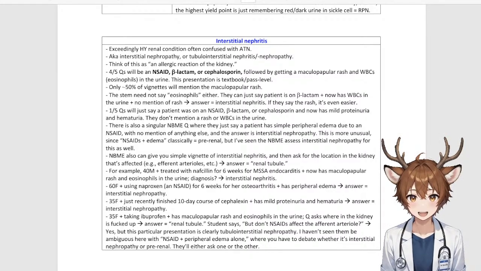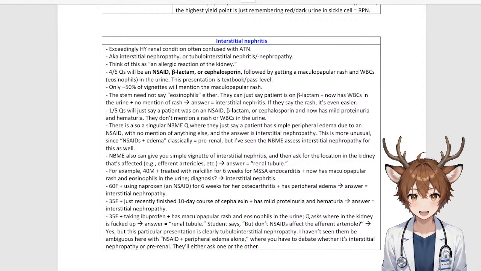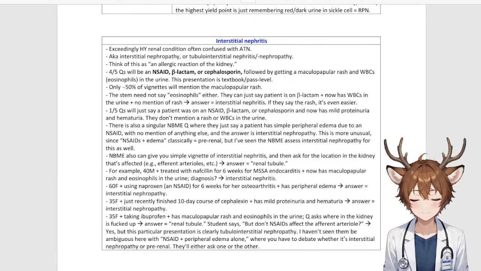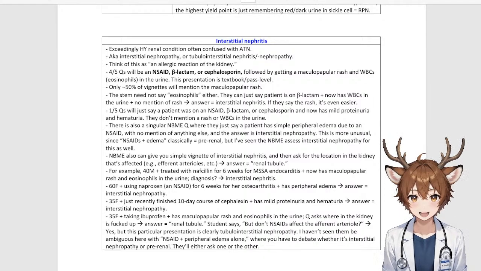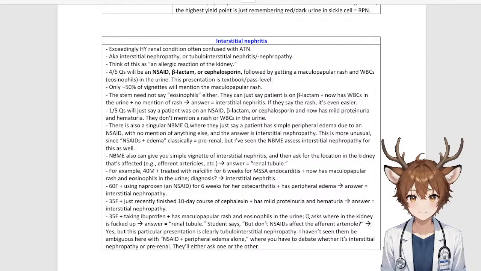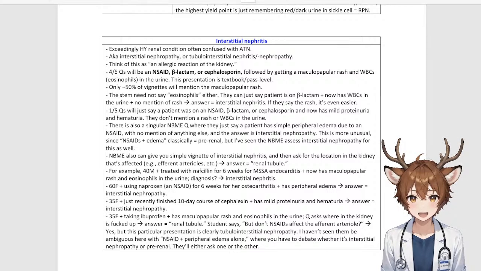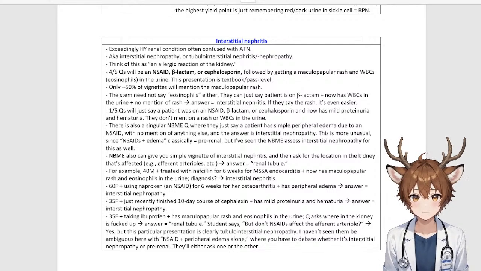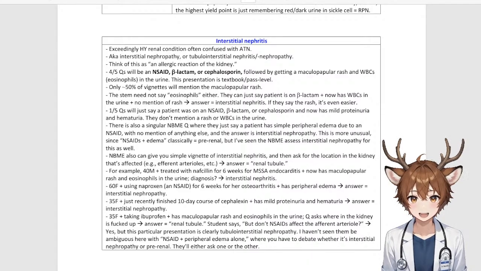A 60-year-old female using naproxen, an NSAID, for 6 weeks for her osteoarthritis has peripheral edema. The answer should be interstitial nephropathy. A 35-year-old female has recently finished a 10-day course of cephalexin, has mild proteinuria and hematuria. The answer should be interstitial nephropathy. A 35-year-old taking ibuprofen has a macular rash and eosinophils in the urine. Question asks where in the kidney is messed up. The answer should be renal tubule.